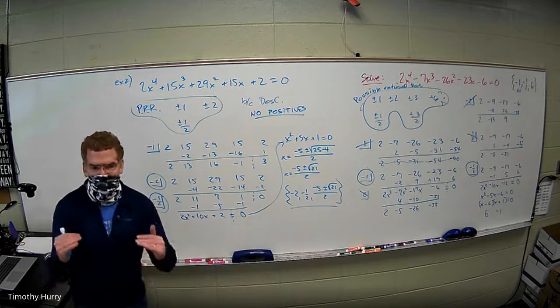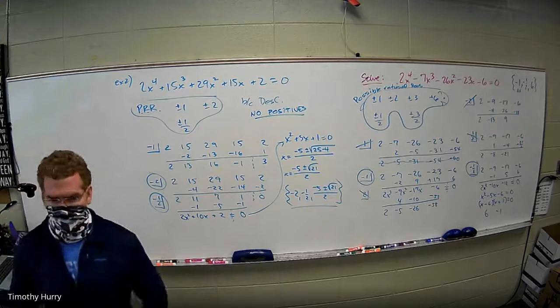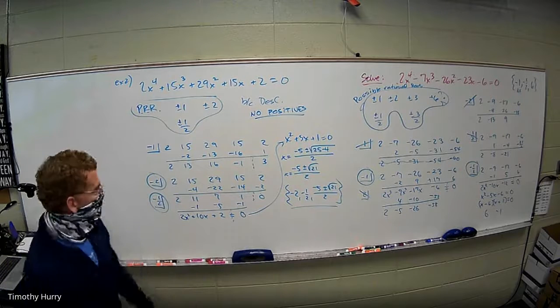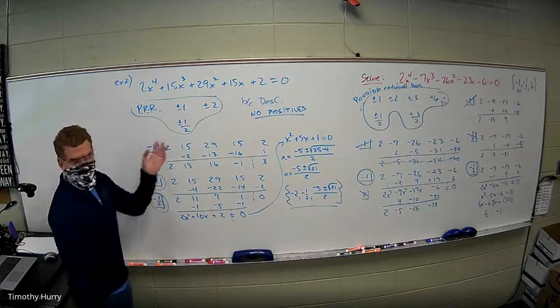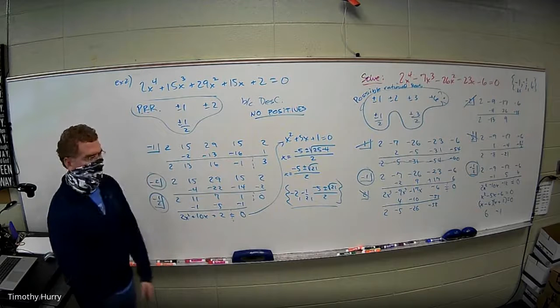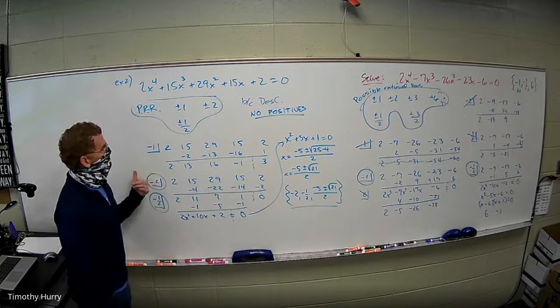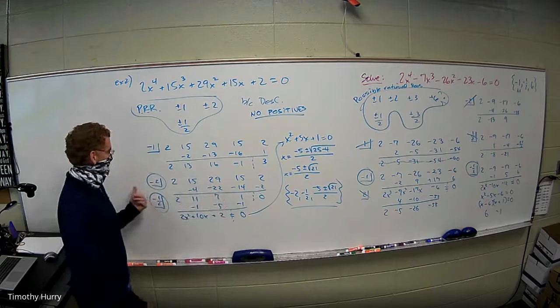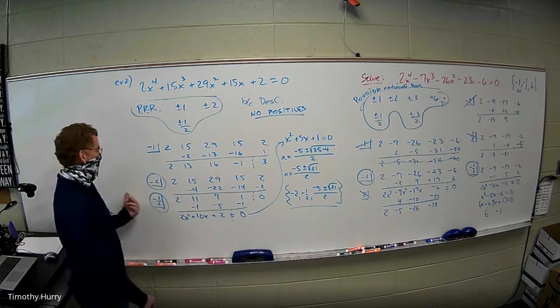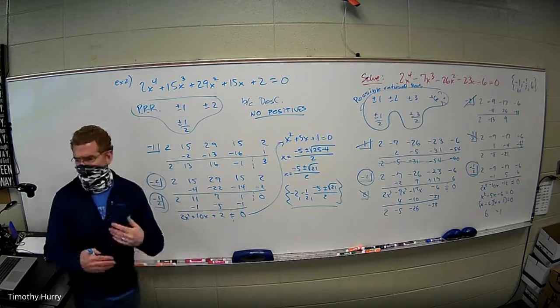Now, if you had not done Descartes' rule, it's not the end of the world, right? You probably would have checked +1 and it didn't work, -1 and it didn't work. Then you would have checked +2 and it didn't work, and then -2 and it did work, and then you would have checked +1/2 and it wouldn't have worked. So you would have just done a little bit extra.